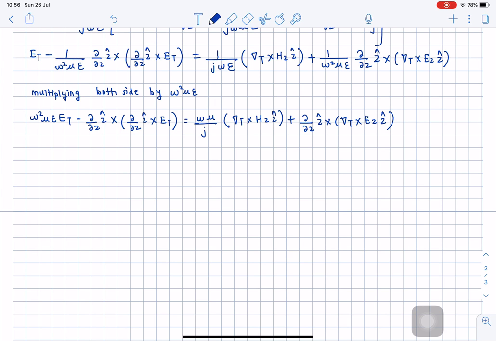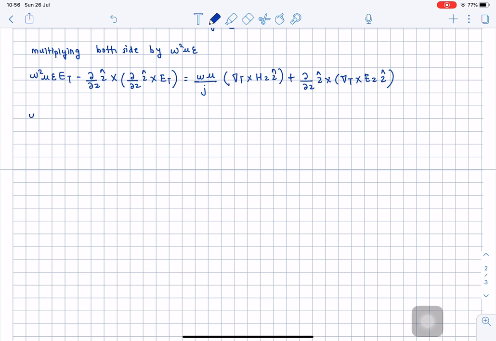Here you can further simplify this equation: omega square mu epsilon E of t minus del by del z of z cap cross del by del z of z cap cross E of t is equal to, now if I multiply and divide the right hand side by j, I can directly write j omega mu del of t Hz z cap plus del by del z of z cap cross del of t Ez z cap.